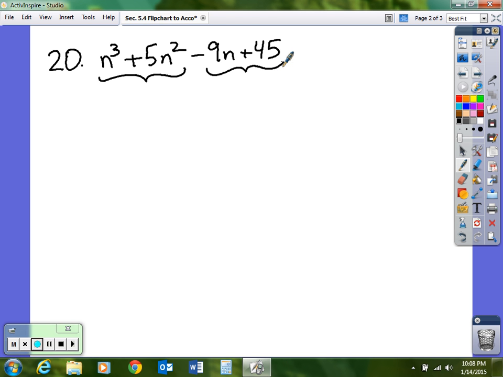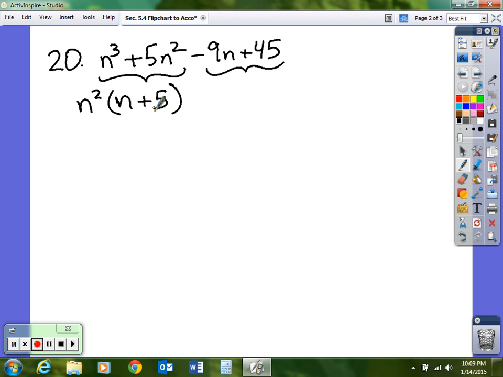In the first two terms, our common factor is n squared. Let us put n squared on the outside of a set of parentheses. This is reverse distribution. We must find out what is left inside. N squared times what gives us n cubed? That value is n. N squared times what gives us 5n squared? Positive 5.